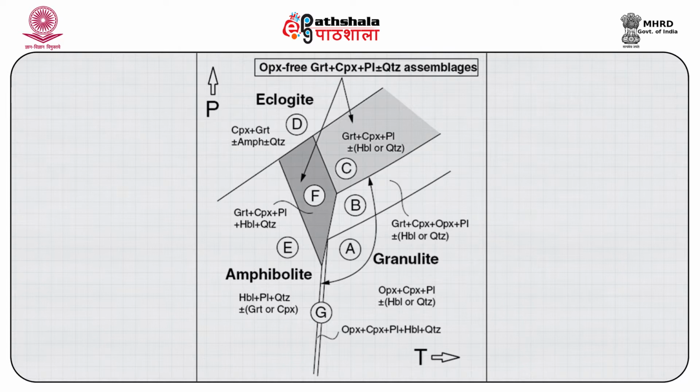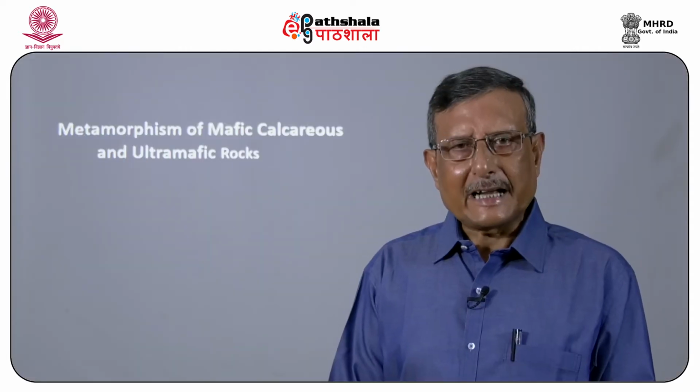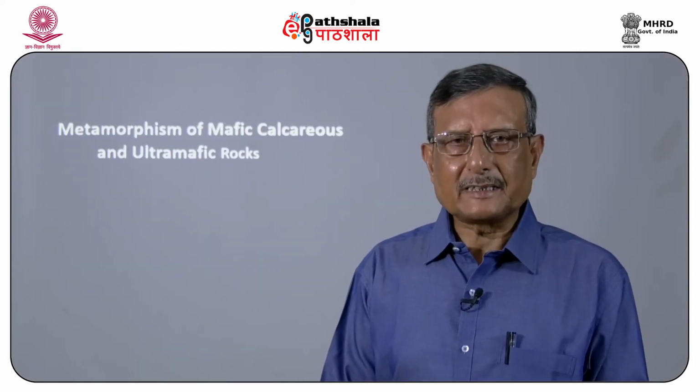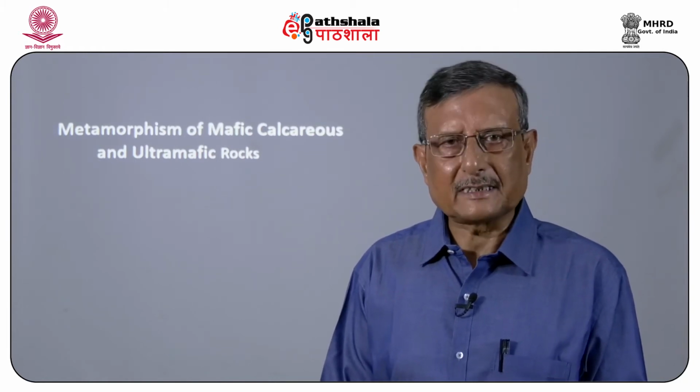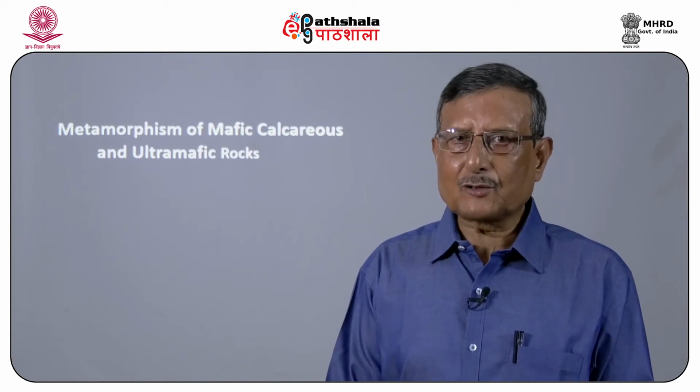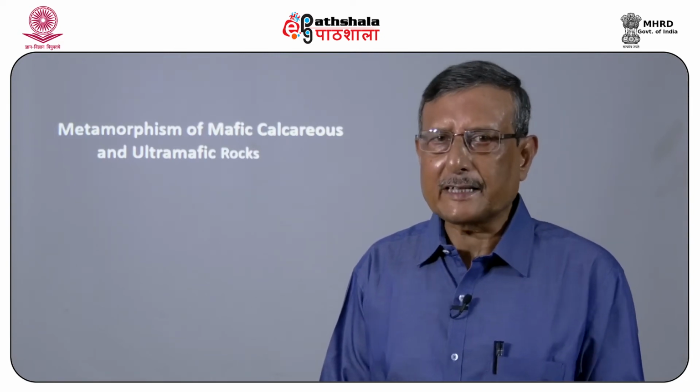I will describe eclogite facies separately, but the important thing is to note a region just below the eclogite facies where you do not get any orthopyroxene. You get clinopyroxene, you get garnet, you get plagioclase, but no orthopyroxene. Now, this is a very narrow range of pressure temperature conditions where in mafic igneous rock orthopyroxene disappears and still plagioclase is present. So, I cannot call it an eclogite.